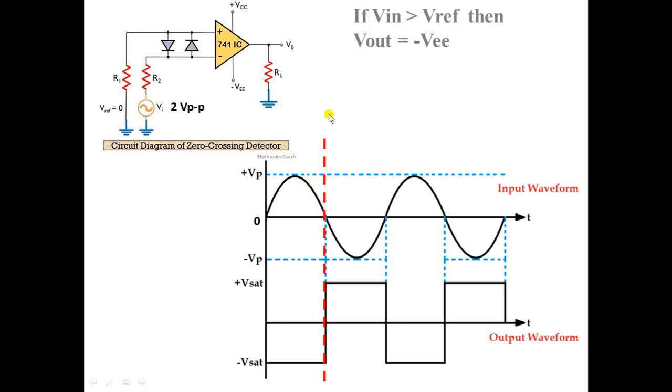Okay, so as per the principle of operation of the zero crossing detector as a comparator, if V in is greater than V reference, where it is happening, so see this, V in which is positive is greater than V reference, what is your output? V out is equal to minus VEE, that is this voltage, whatever is the voltage applied here.